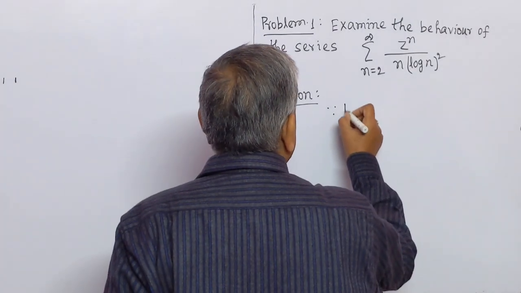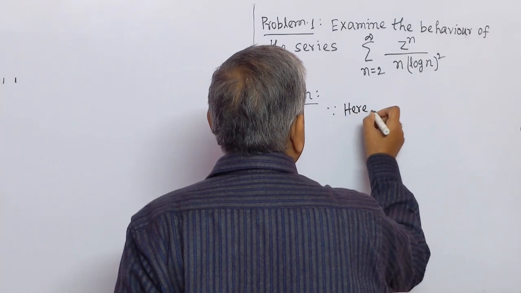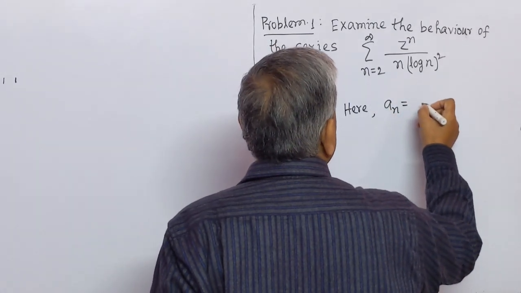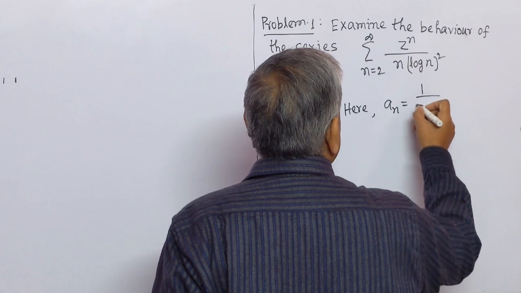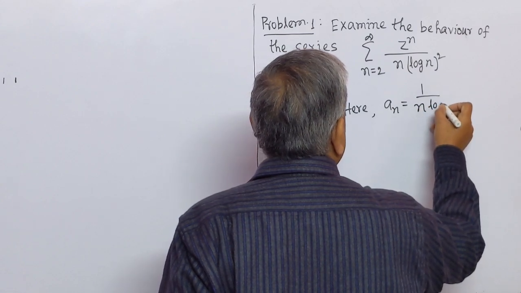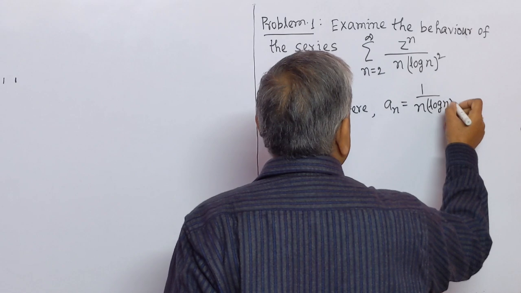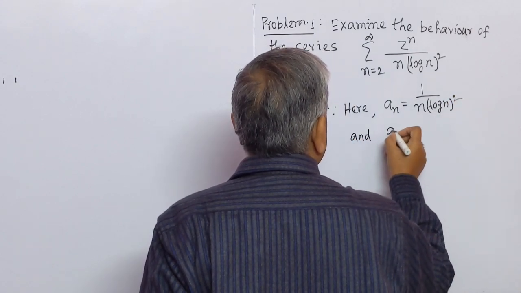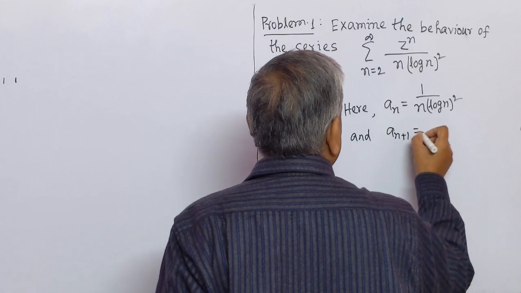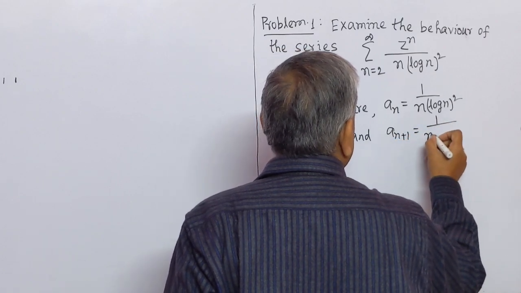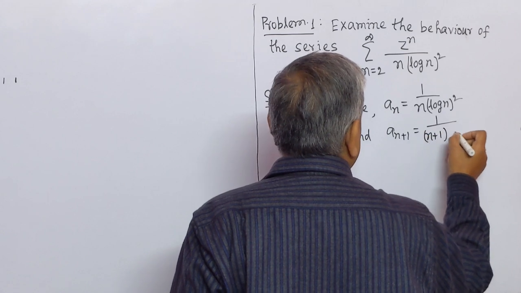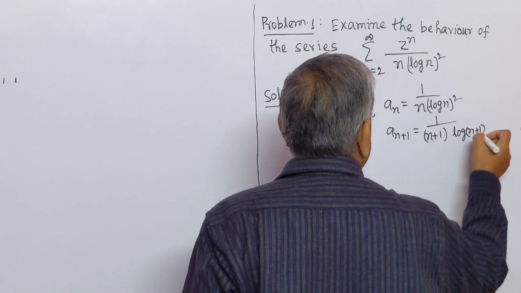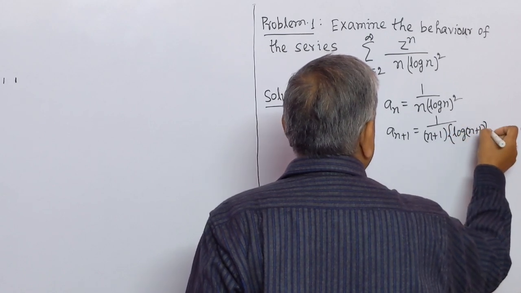Since here a_n equal to 1 by n (log n) whole square, and a_(n+1) equal to 1 by (n+1) (log(n+1)) whole square.